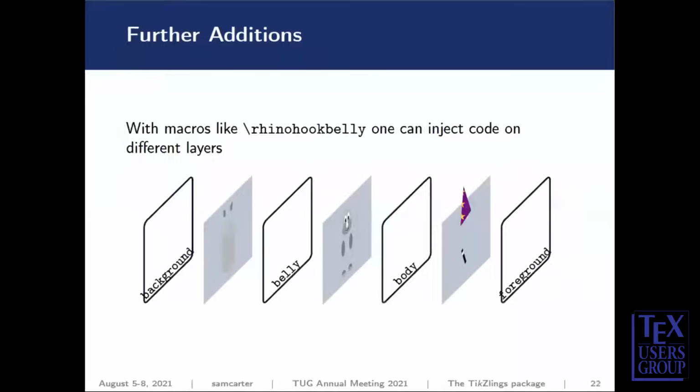To make this easier, a couple of hooks are available to inject code at different layers of the TikZlings. They are available for the background, in between the body of the TikZling and further decorations, between the TikZling and potential accessories, and in the foreground.